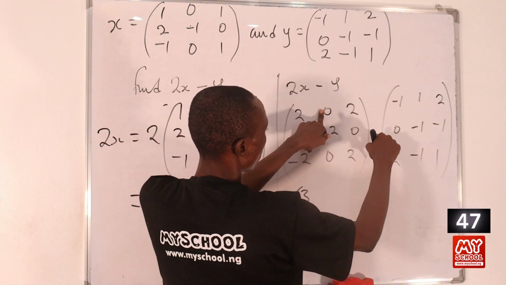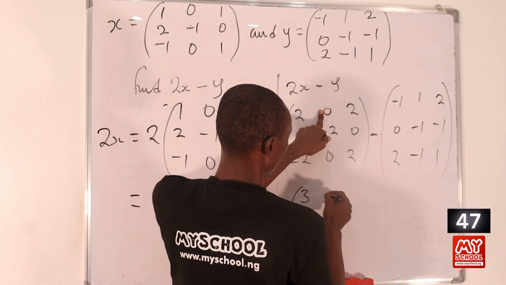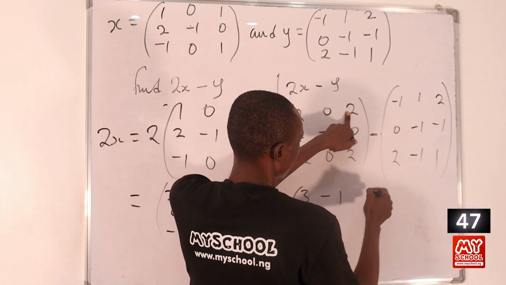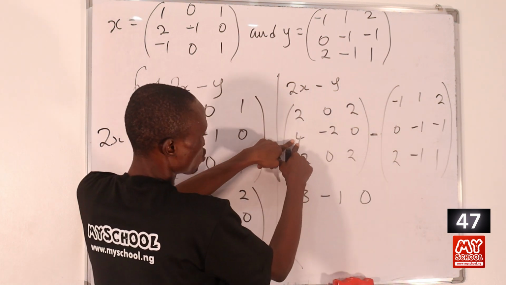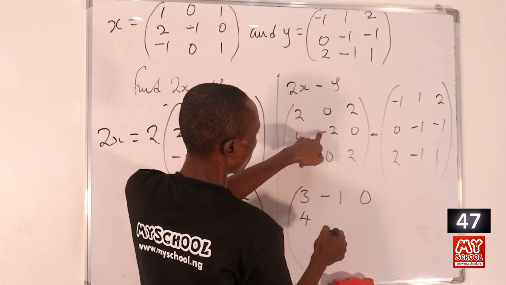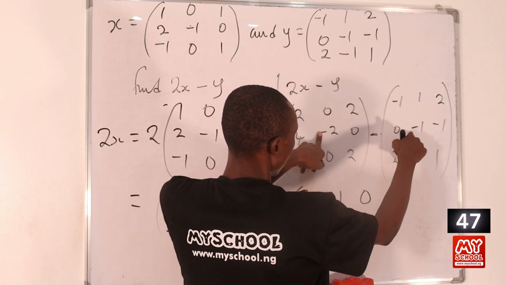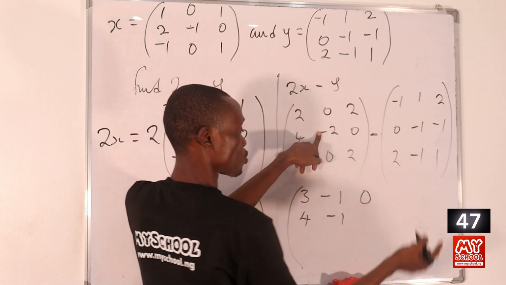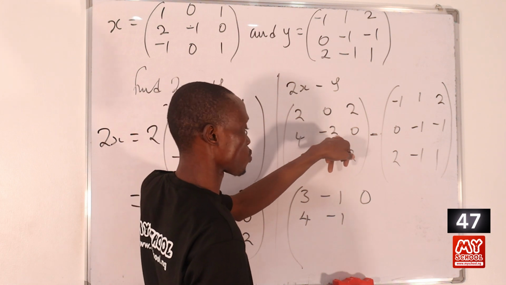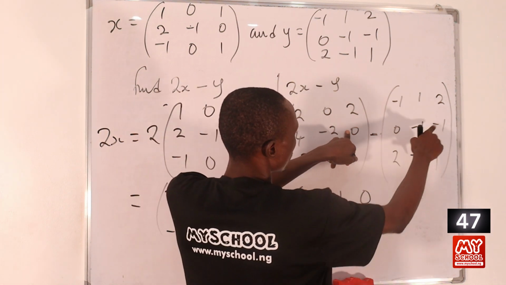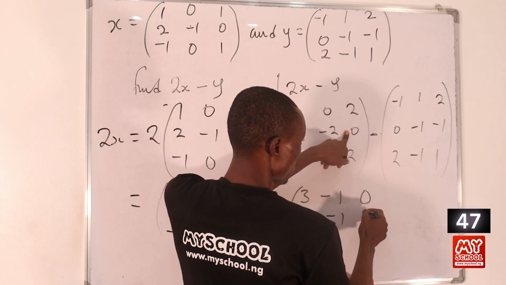Then 0 minus 1, that will give us minus 1. Then 2 minus 2, that will give us 0. Then here 4 minus 0, this will give us 4. Then minus 2 minus minus 1, that will give us minus 1, because minus minus is going to change to plus. So minus 2 plus 1 will give us minus 1. So 0 minus minus 1, that will give us 1.